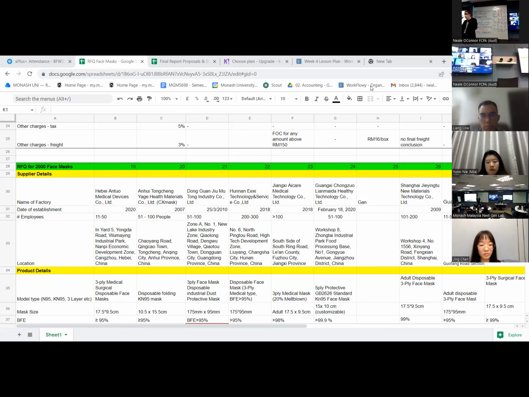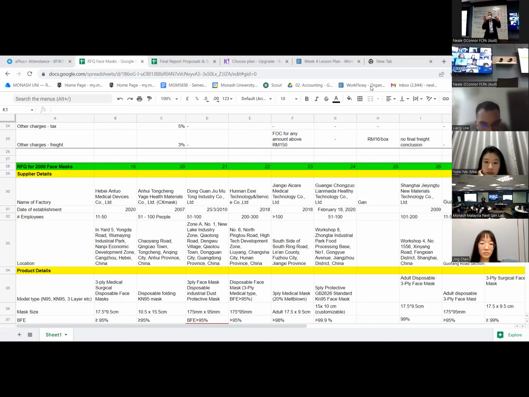How do you know? Were they all the same size? 9.5 centimeters by 17.5 centimeters. They weren't all the same size. They weren't all the same quality. And then FDA approval. How do you test that? FDA approval. Just keep that in mind.